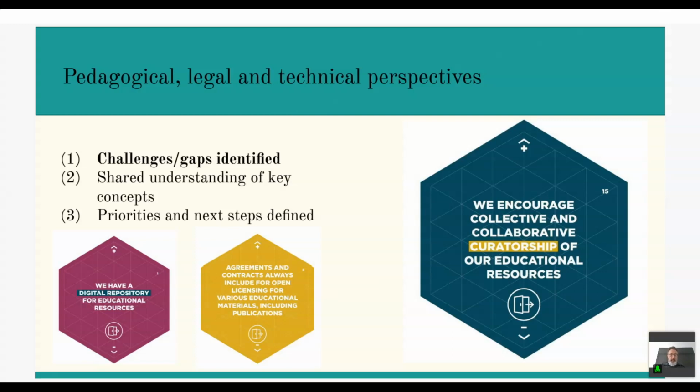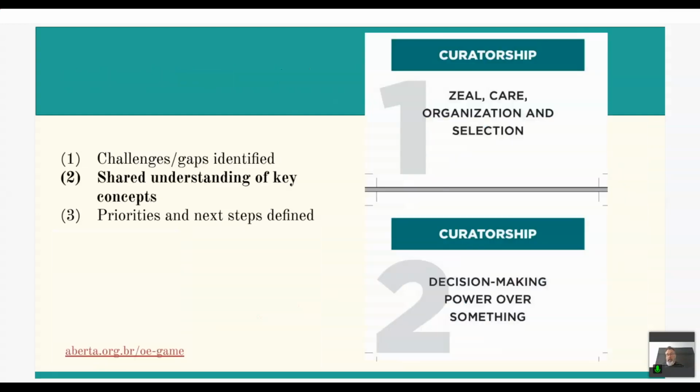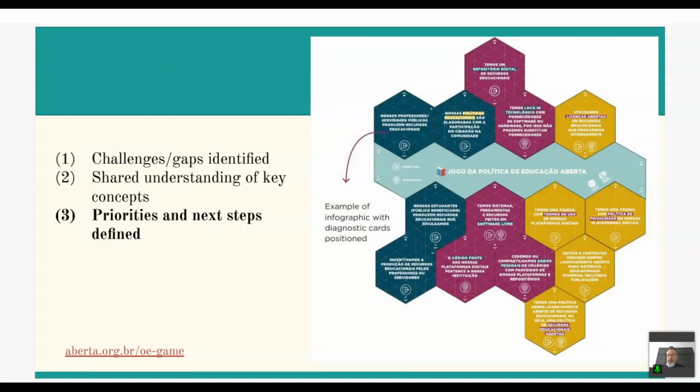The same, for example, would apply to a card that says we have a digital repository for educational resources, or our contracts include provisions for open licensing, all sorts of issues. Right now, there are 15 issues that we cover in this game that we think are key issues to develop an open education policy. So the process is they play, they learn, they get shared understanding of things, and then they can identify their priorities. To do that, we have an actual board, and this is an actual game you can print. We have all these things I'll share with you in just a second. It's openly licensed, and you actually play with these cards.